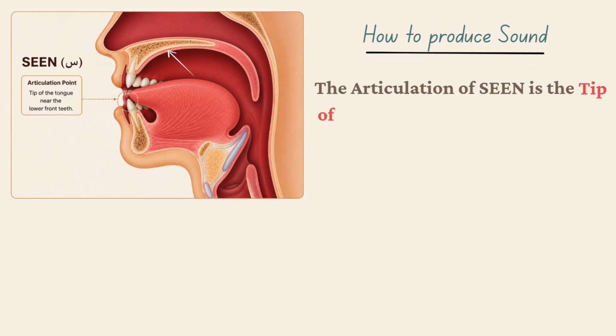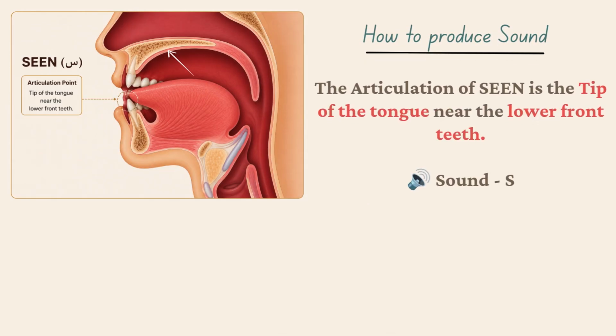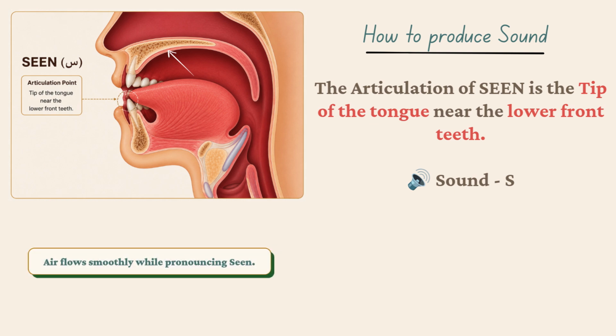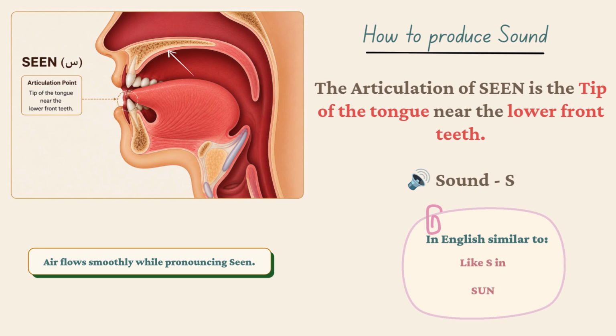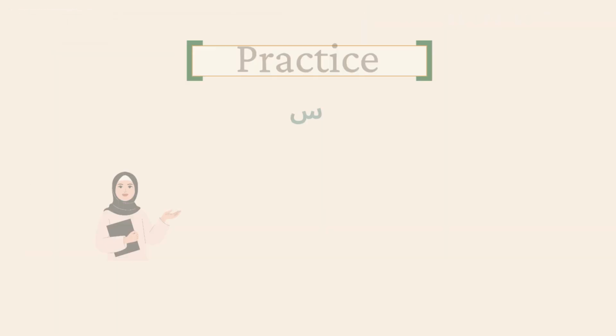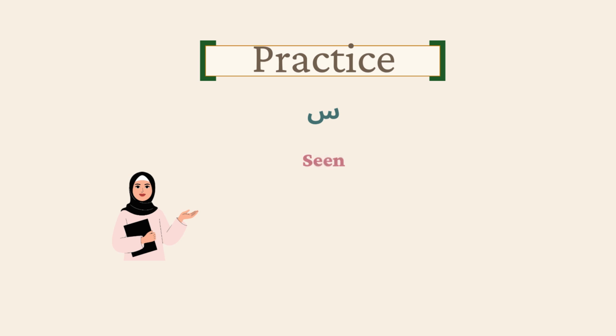Let's begin the letters. This is Sheen. The articulation of Sheen is the tip of the tongue near the lower front teeth. Air flows smoothly while pronouncing Sheen. In English, similar to S in sun. Let's practice together. Sheen, Sheen, Sheen.